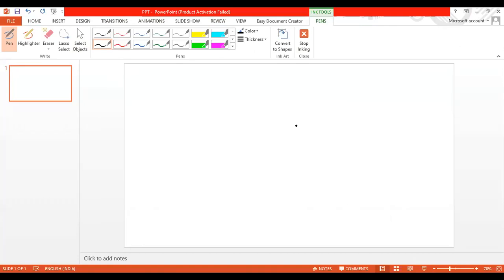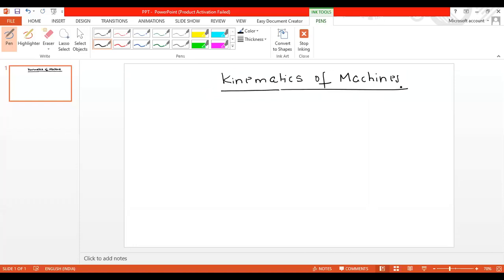Let us try to understand what is kinematics of machines. If you observe here, this topic is basically composed of two words. First is kinematics, and the second word is machines. Can anyone describe or define what is basically meant by kinematics?